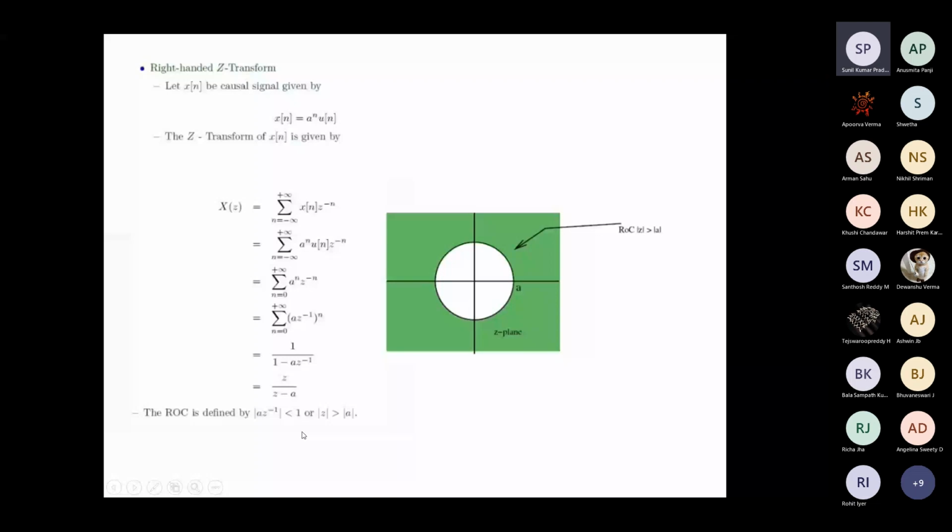That means your region of convergence will be outside the circle of radius a. So let's say this is the circle which has radius a. For the Z transform to exist, z must be greater than the radius a. That means mod z greater than a is your region of convergence. The green region which you see here in this figure is your region of convergence.